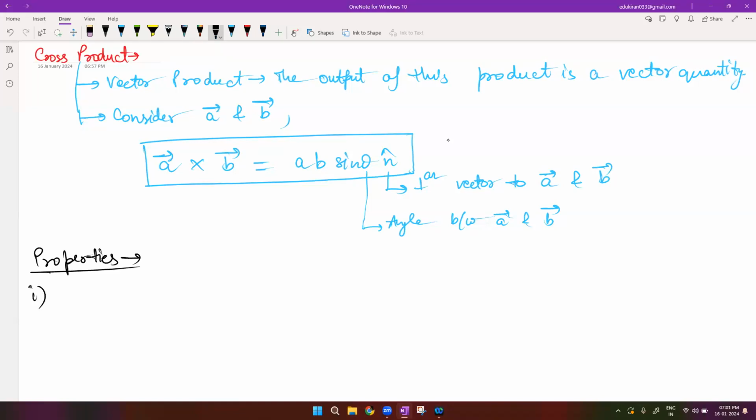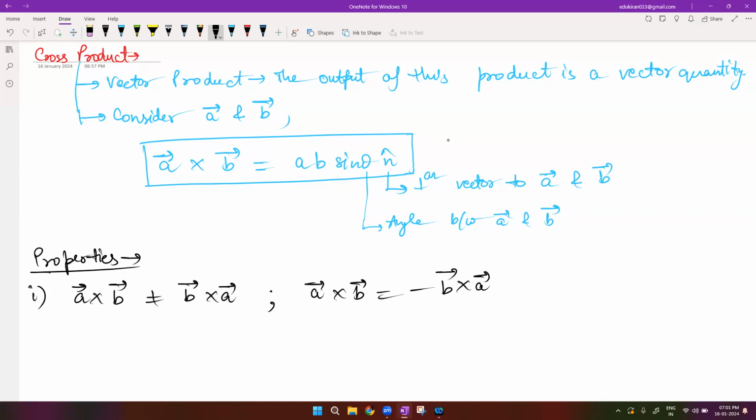And the first property which I would like to tell you is that A cross B is not equal to B cross A. Why? Because the direction has changed, and in vector quantity, the direction matters a lot. So how can we write this? A cross B and B cross A have a minute difference, which is of direction. So if I write minus times B cross A, that would definitely be equal to A cross B. So this would be the first property which we should know, and this is a very important property.